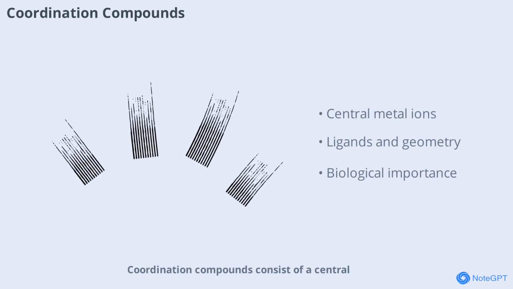Coordination compounds consist of a central metal atom or ion surrounded by ligands. These compounds are important in biological systems such as hemoglobin and in industrial catalysis. The study of coordination chemistry involves understanding the types of ligands, coordination number, and the geometry of complexes. Mastery of this topic is essential for higher-level inorganic chemistry.